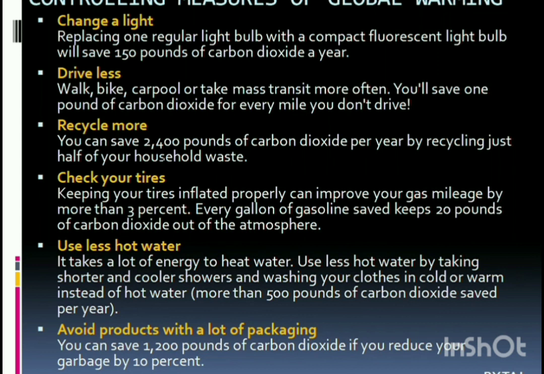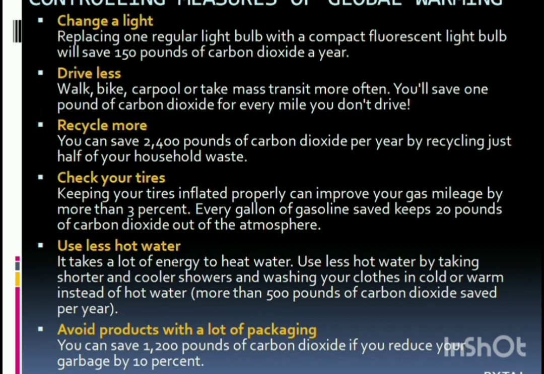Recycle more, that is, you can save 2400 pounds of carbon dioxide per year by recycling just half of your household waste. Household waste you have to recycle. And check your tires. Keeping your tires inflated properly can improve your gas mileage by more than 3%. So you have to check it out. This is a very important thing. Every gallon of gasoline saved keeps 20 pounds of carbon dioxide out of the atmosphere. So it is very important to check your tires also.